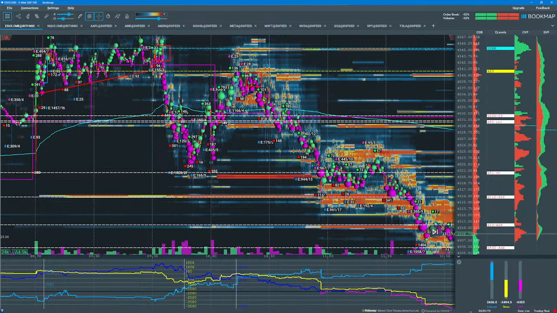So first of all, I'm going to concentrate on the volume dots, and you can see the shift from aggressive buyers there shown with the green volume dots. That's market buy minus market sell.